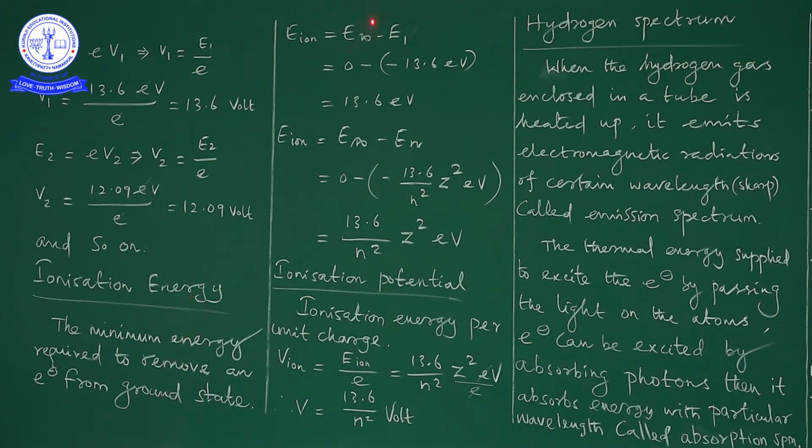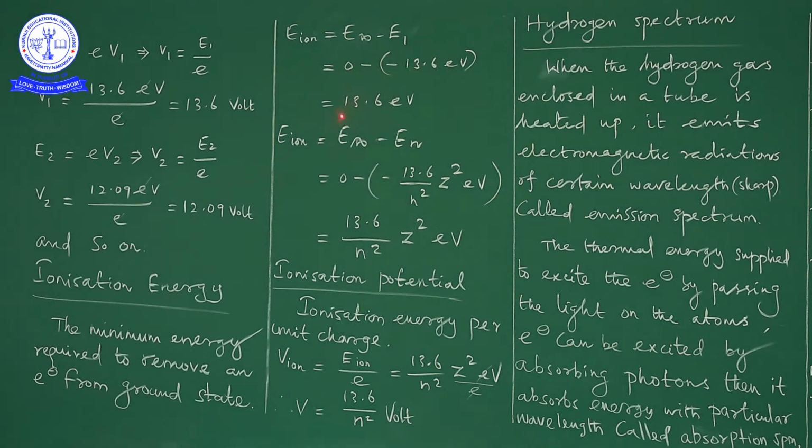Now, calculating ionization energy. While calculating ionization energy, we have to consider two energy states. One is the infinite state and the other is the first state. The first state is the ground state and the infinite state is the excited state. The energy of the excited state is 0 electron volt. This is the utmost maximum energy, and the ground state has the very least energy, that is minus 13.6 electron volt. While simplifying both values, we get 13.6 electron volt. This is the ionization energy.